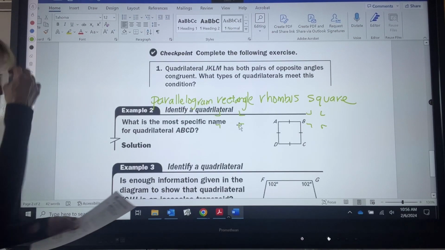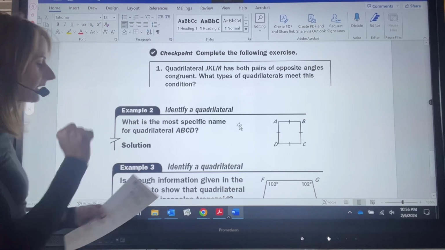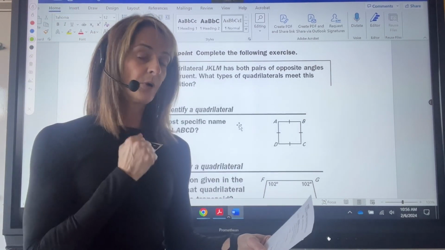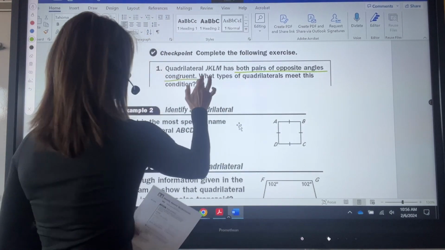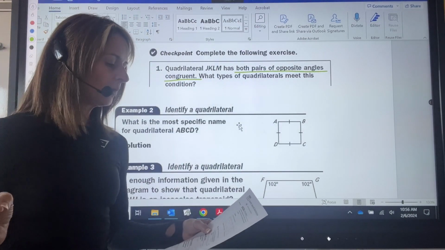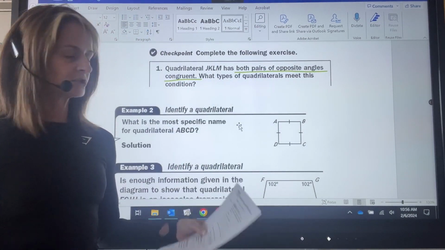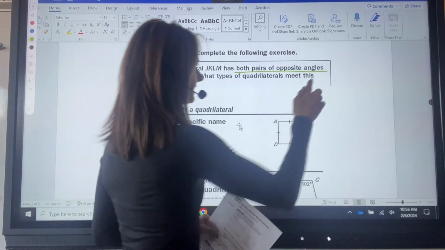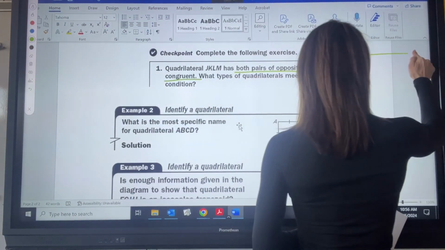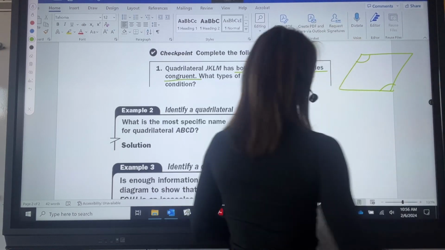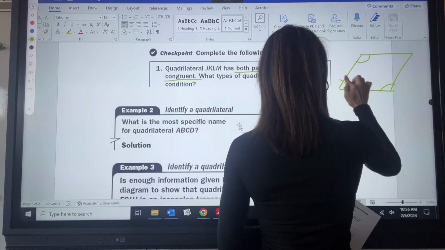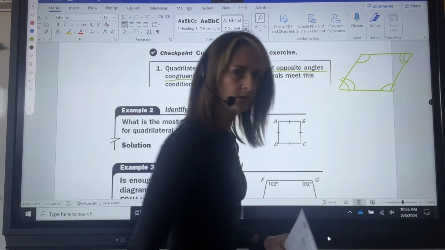Checkpoint. Quadrilateral JKLM has both pairs of opposite angles congruent. What type of quadrilateral meets this condition? Well, let's take a look. Opposite angles. This pair of opposite angles are congruent, and so is this pair. Well, that's going to be a parallelogram.